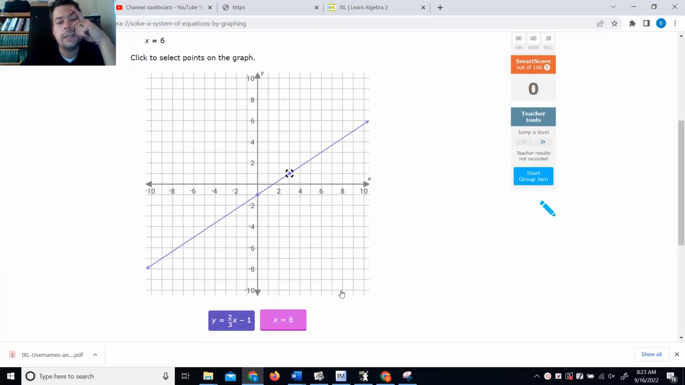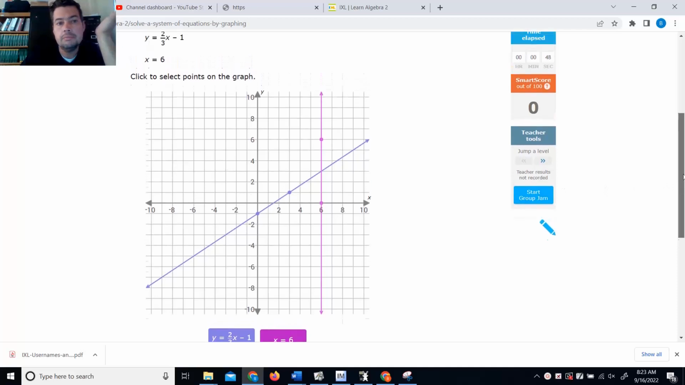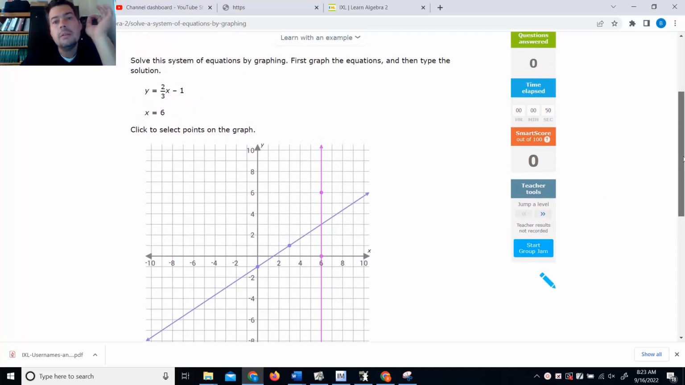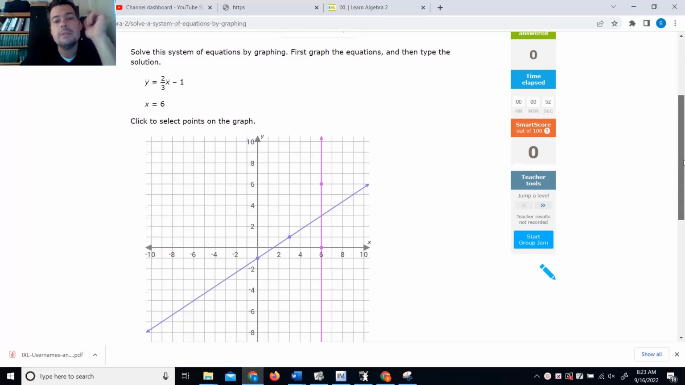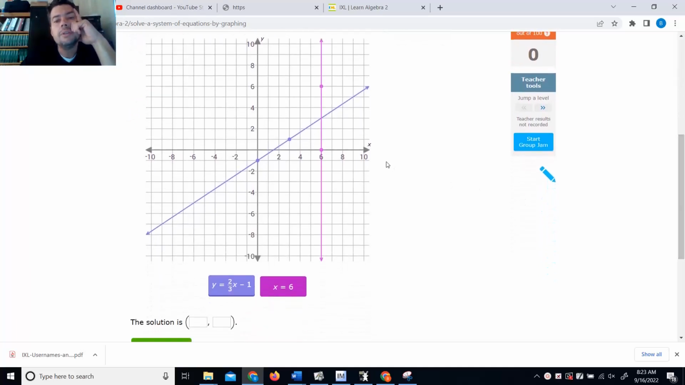Now, I have to graph x equals 6. X equals 6 is a horizontal line. Sorry, vertical line, if I could talk. Done. The graphing is done. It says graph the equations, then type the solutions. The solution is right here at 6, 3.